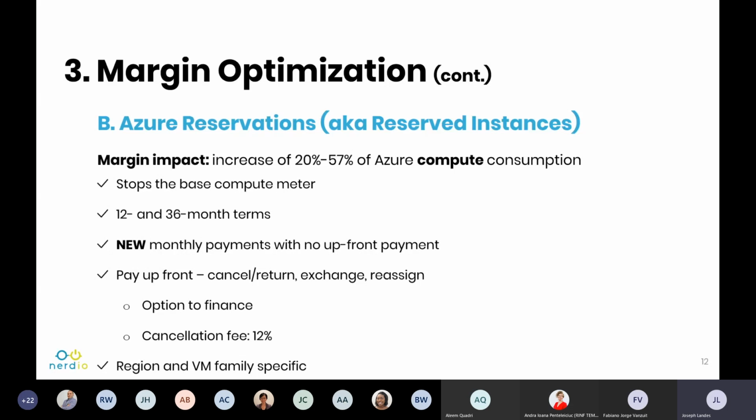The second optimization strategy for making more money in Azure is to leverage something called Azure reservations, otherwise known as reserved instances. The idea of an Azure reservation is that you as an MSP commit to purchasing a specific amount of compute from Microsoft in a specific Azure region and for a specific virtual machine family. And if you do that, Microsoft will give you up to a 57% discount on the list price of Microsoft Azure. You could either buy a 12-month term or a 36-month term.